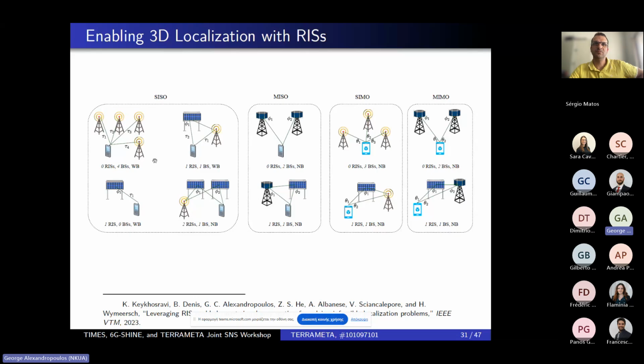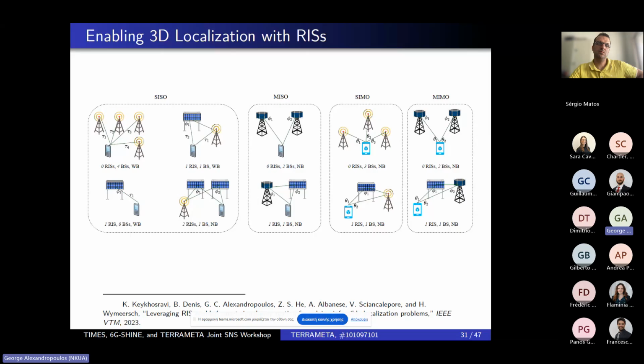For example, if you see on the bottom left an extreme case, you can even localize a user with respect to the known position of a passive RIS without having any access point there, by just having the user know the sequence and the phase profiles that the metasurface is using.